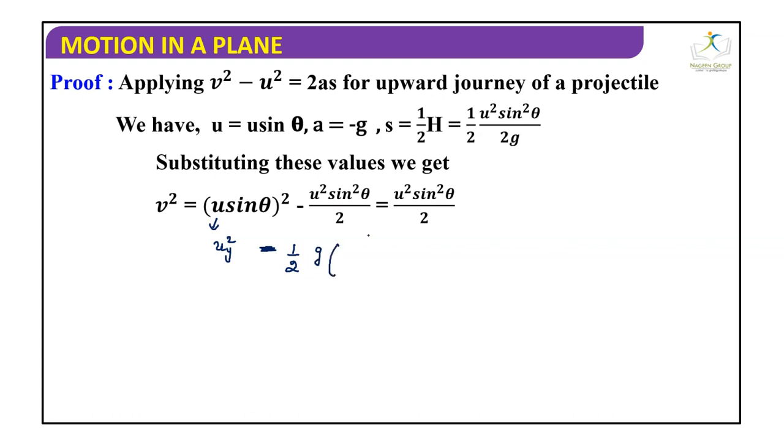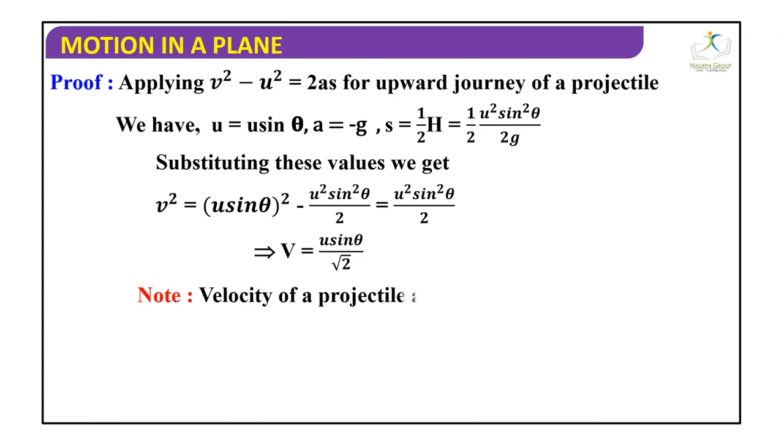And in the place of s, as I told you, we have u square sine square theta by 2g. So g will be cancelled out from here, and this will be u square sine square theta by g, minus half of that. So g will be cancelled out, and we got this value. I hope there will be no issue with that. If there is, you may ask in the chat session or in the comment section. Now v is equal to u sine theta by root 2. We can get from here the velocity of the projectile at half of the maximum height.